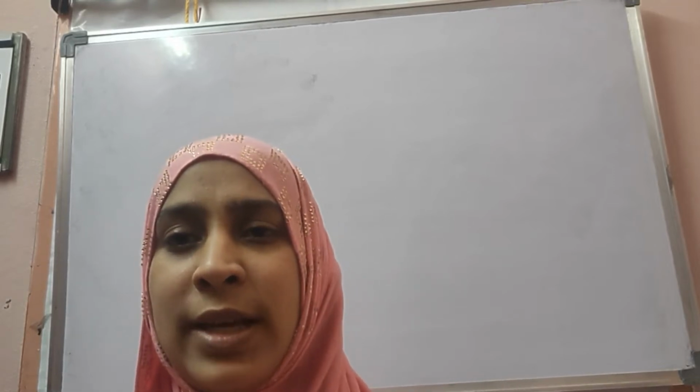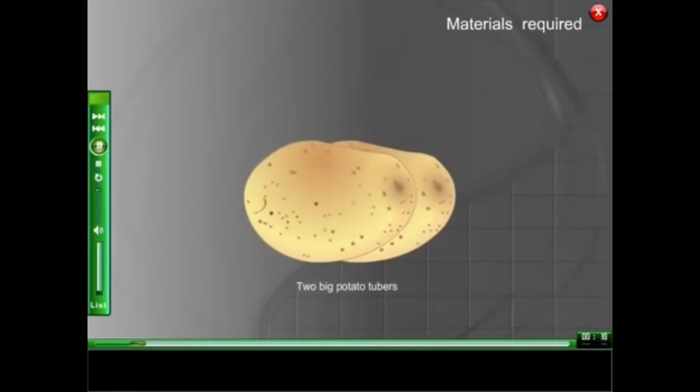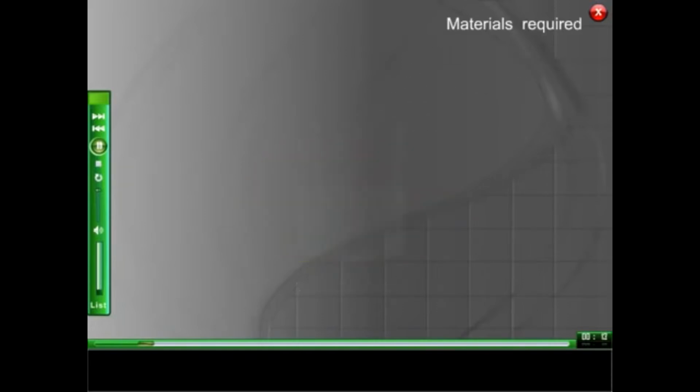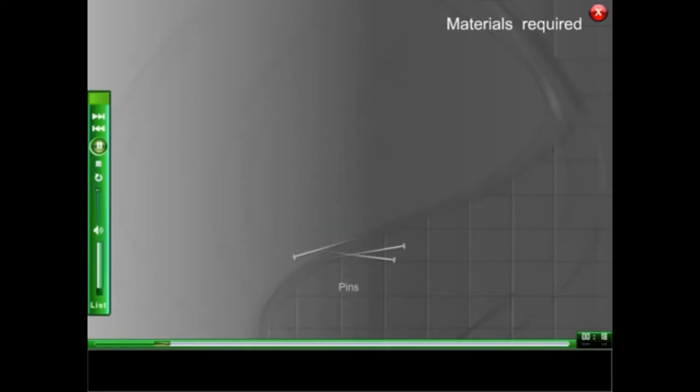Now let's move on to the second experiment, related to the potato tuber, to demonstrate osmosis using a potato tuber. Materials required: 2 big potato tubers, beakers half filled with water, pins, a knife, sugar solution, and water.